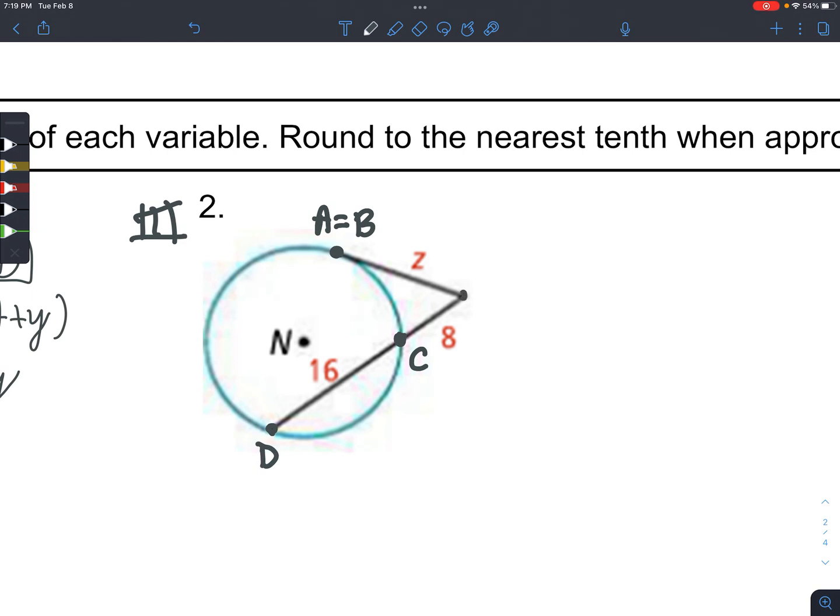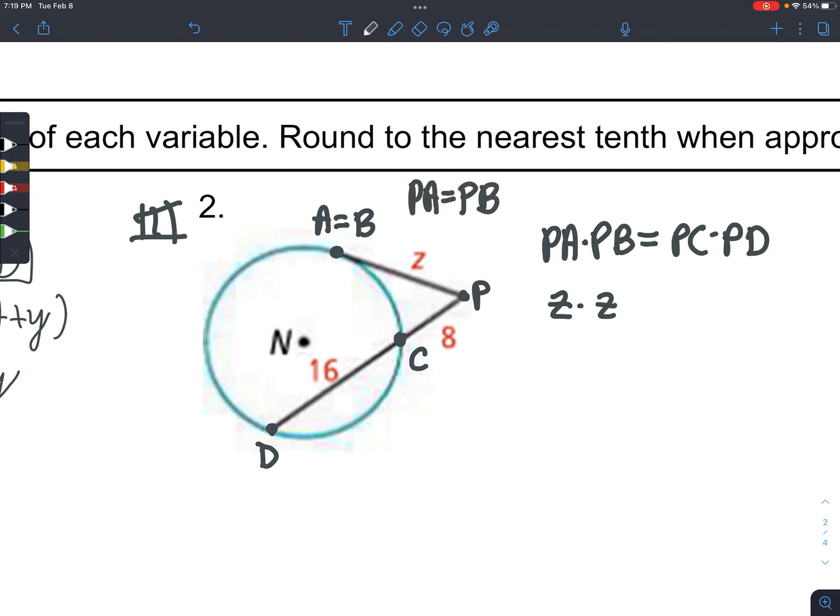Whereas this line has a clear intersection here and a clear intersection here, and this is P. And what's really great is the same formula works, even if it's a different arrangement. So what we do is PB and PA are the same thing. PA equals PB.